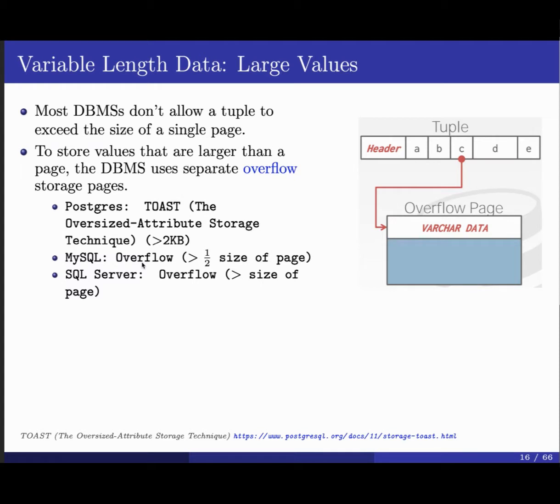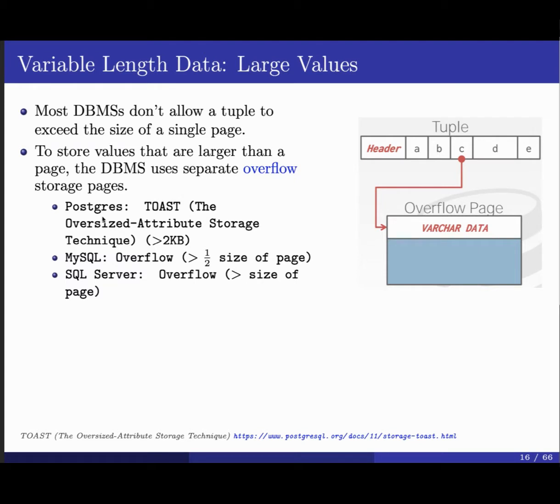But that is not larger than the size of the page, right? No. For Postgres, they have a different way to deal with this. They use TOAST. TOAST is going to use overflow if the tuple or the attribute is greater than 2 kilobytes. You have to do the TOAST. You have to use overflow.